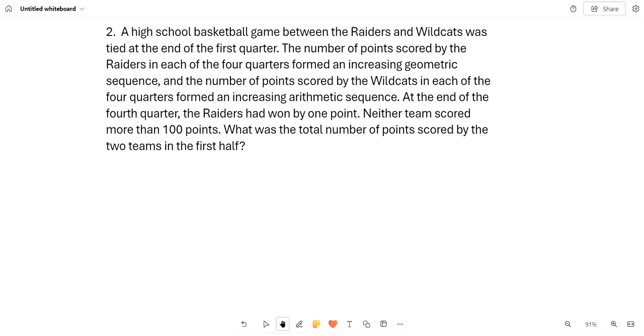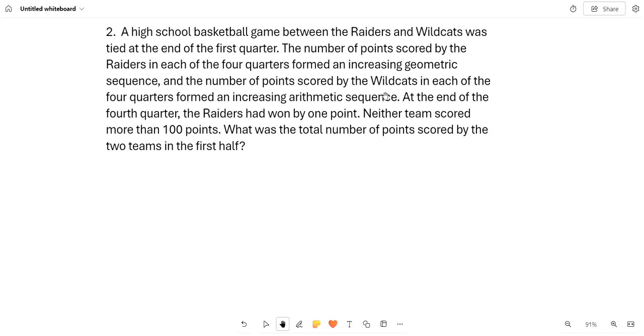So this is week 68 quiz, and number 2 says a high school basketball game between the Raiders and the Wildcats was tied at the end of the first quarter. The number of points scored by the Raiders in each of the 4 quarters formed an increasing geometric sequence, and the number of points scored by the Wildcats in each of the 4 quarters formed an increasing arithmetic sequence.